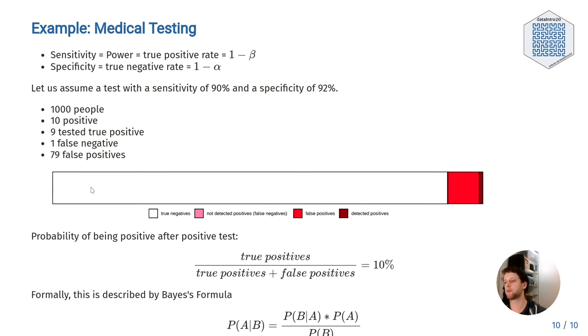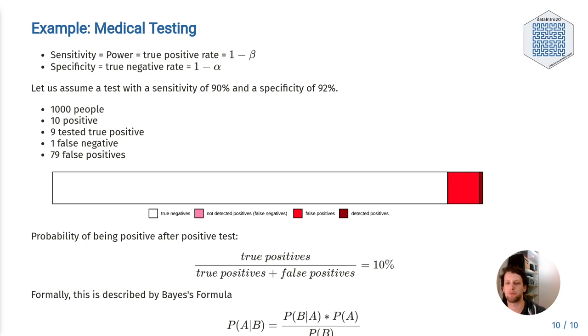So if we visualize this, these are all the true negatives. There's one test which will be negative, even though it should have been positive. And then there's a bunch of false positive tests and the true positive tests. So the probability that with a positive test, out of all the positives, we are actually positive, is just 10%. Formally, this is described by Bayes' formula. And you can read this as the probability of A given B is the probability of B given A times the probability of A divided by the probability of B. These ones here, the prevalence, are called priors in Bayesian statistics.